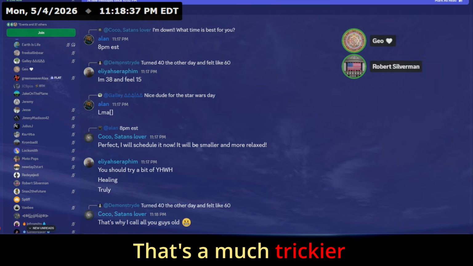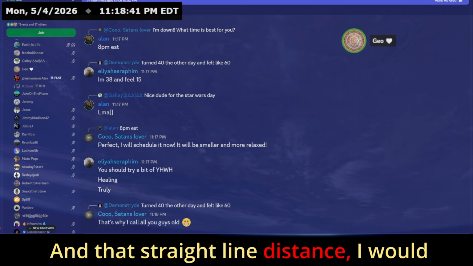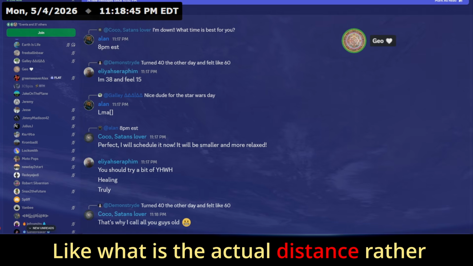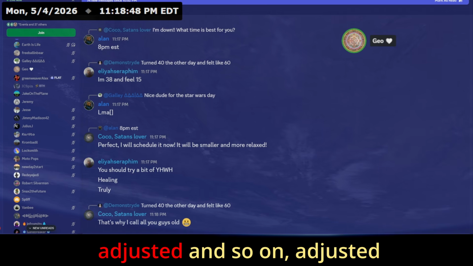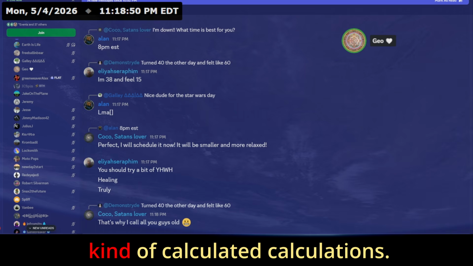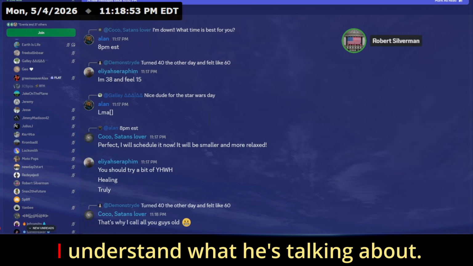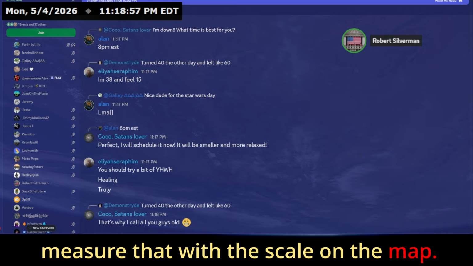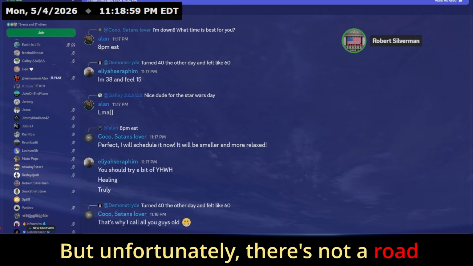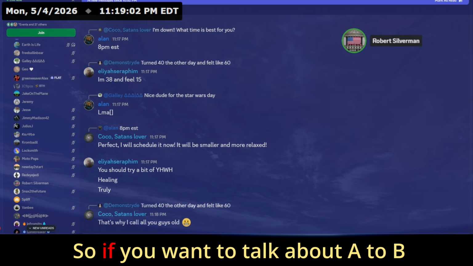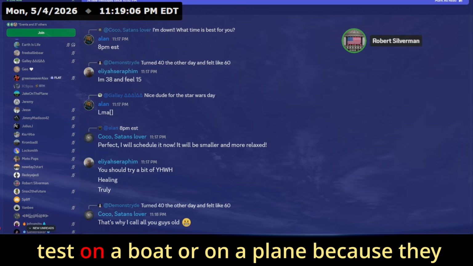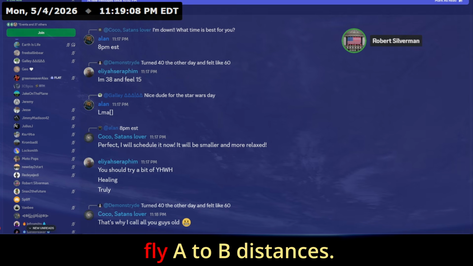Let me finish. That's a much trickier thing to get. And that straight line distance, I would even add, is the one that really matters. What is the actual distance rather than all of these adjusted calculations? I understand what he's talking about, and like I said, you can measure that with the scale on the map. But unfortunately, there's not a road that just goes straight like that. So if you want to talk about A to B distances, that would be something you could test on a boat or on a plane, because they fly A to B distances.